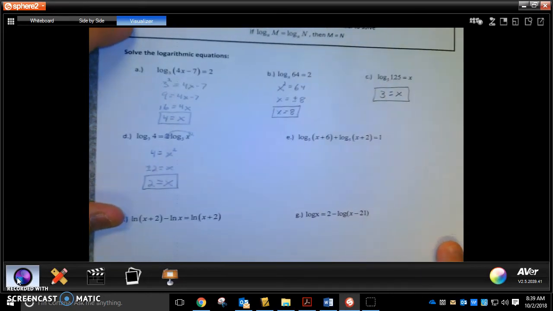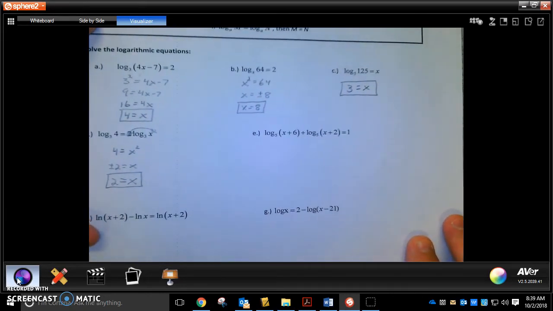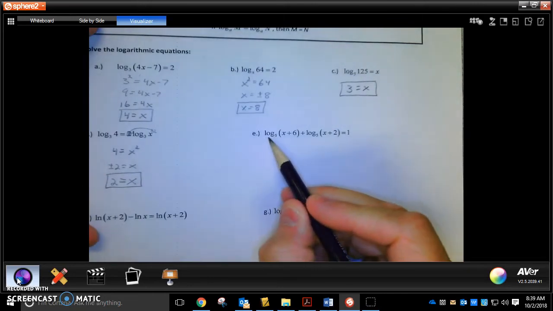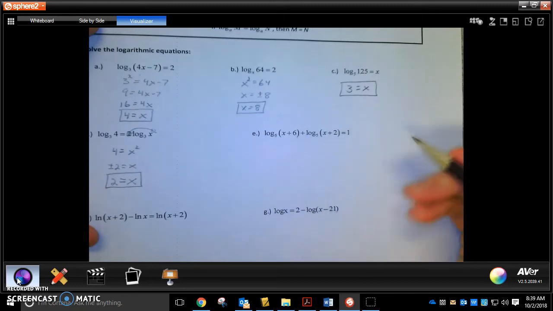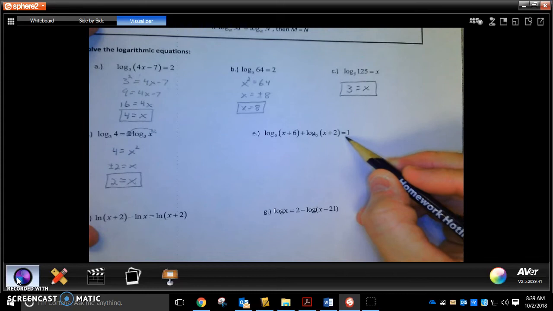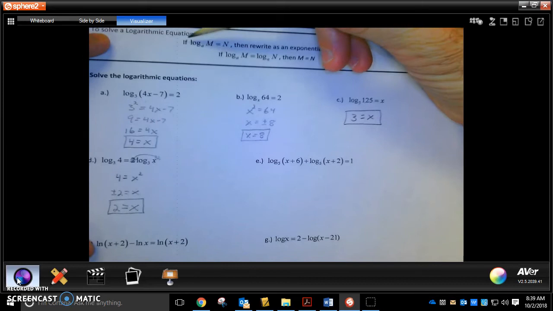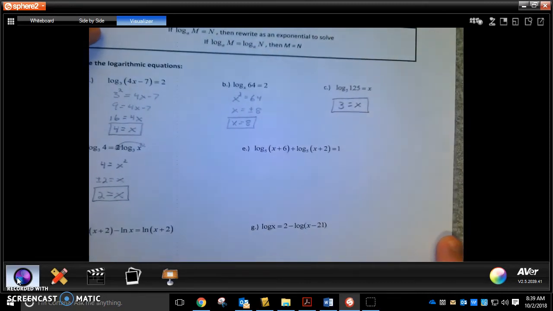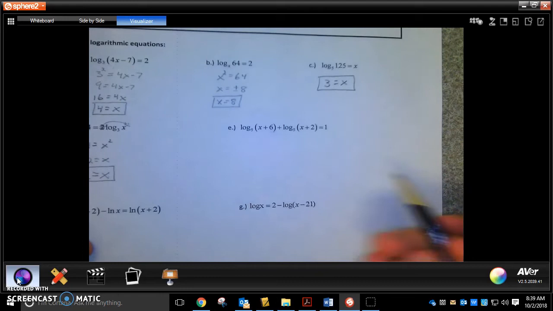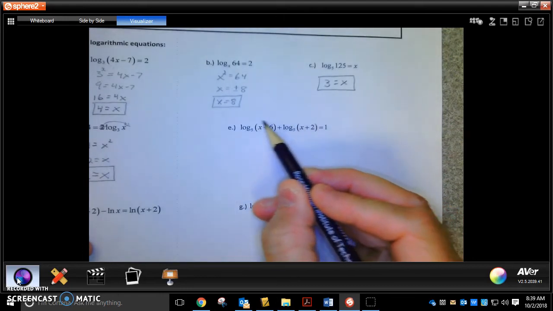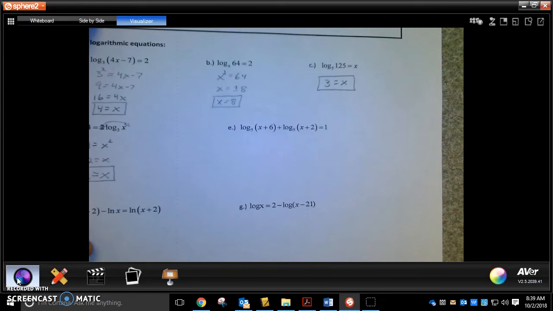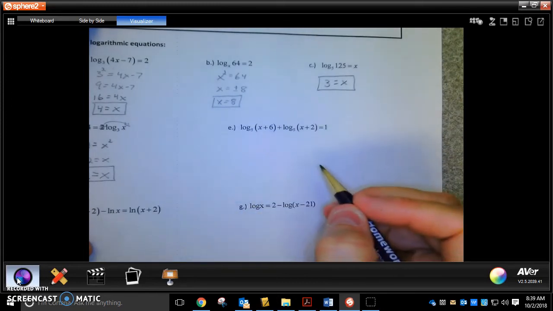All right, example E. So take a look at this one. This one looks a little different. I've got a log, I've got another log, but then I have a number over here. So this is actually like our first situation, where we've got a log equals a number. We do not have logs on both sides. The logs are not going to cancel out. So here's what we're going to have to do on this one. First, we're going to take this left side and combine these two logarithms into a single logarithm. This is why we practiced this the other day.